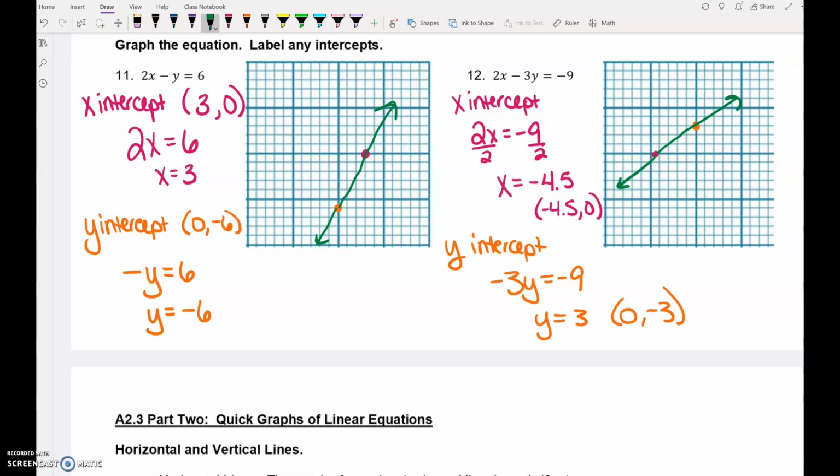For your x-intercept, you basically just cover up your y, and you have 2x equals negative 9. So x equals negative 4.5. To find your y-intercept, you basically cover up your x. Negative 3y equals negative 9, so your y-intercept is 3. For some reason, I wrote negative 3 here, but then I graphed it correctly. So our y-intercept is 0, positive 3. There we go.